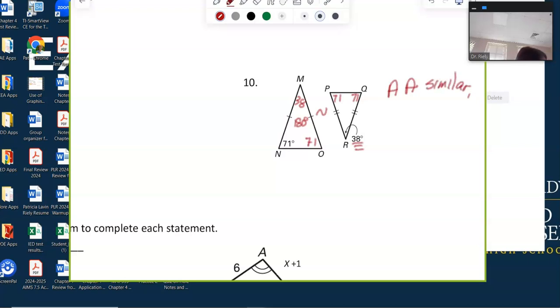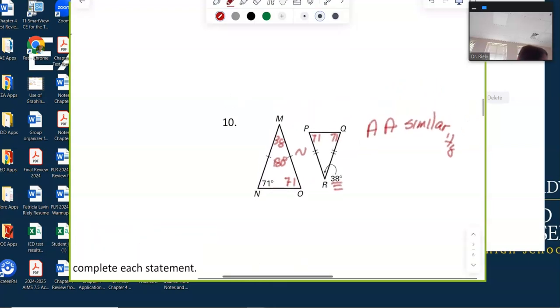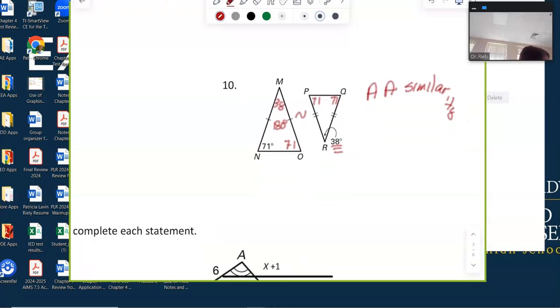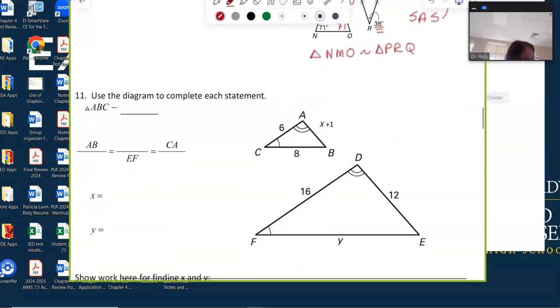But guess what else? Because I have proportionality, because they're both isosceles, I could also use side-angle-side similarity. And I probably could use side-side-side, but I don't want to stretch that out. So I can use these two similarities. Write your similarity statement. I'm going to start with the base angle. NMO is similar to PRQ. And we're done.